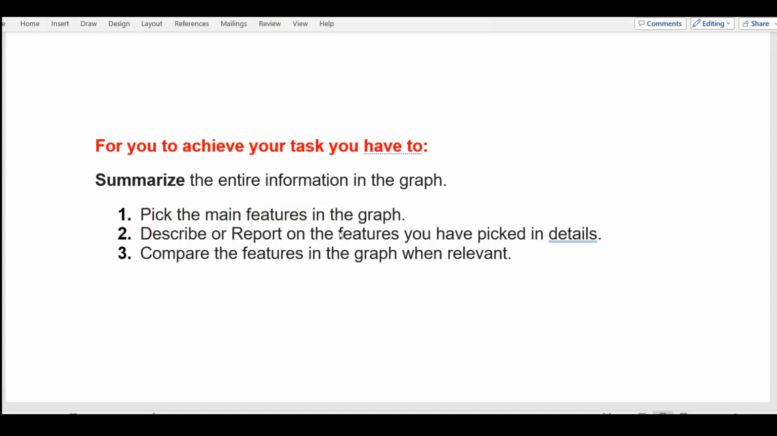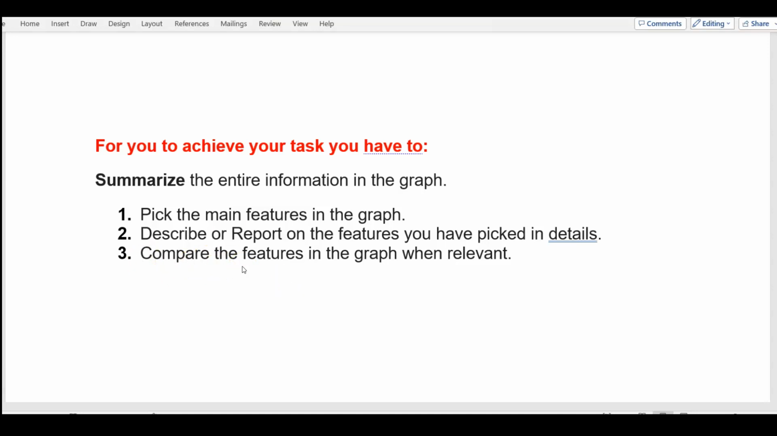So you have to find a way of picking out the main features and describing or reporting on the features that you have picked, and write it in detail. So you're going to describe or report on those features in detail, and then you make comparisons of those features.